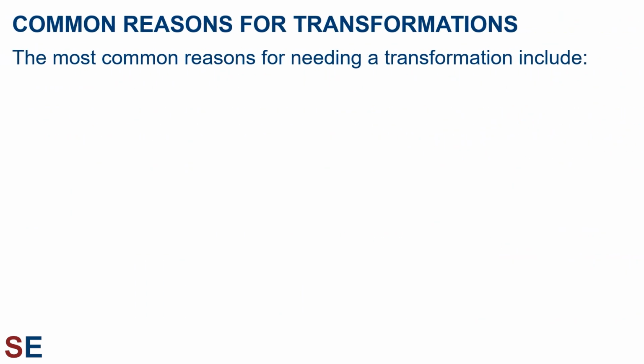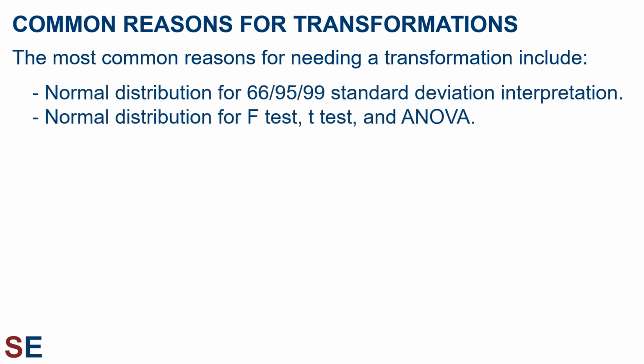The most common reasons for needing a transformation include the following. Data having a normal distribution is required for the 66, 95, 99 standard deviation interpretation, where those are the percent of the values within 1, 2, and 3 standard deviations of the mean. Data having a normal distribution is also needed for the f-test, t-test, and ANOVA techniques. When the data is skewed or non-normal, these techniques can give incorrect conclusions.